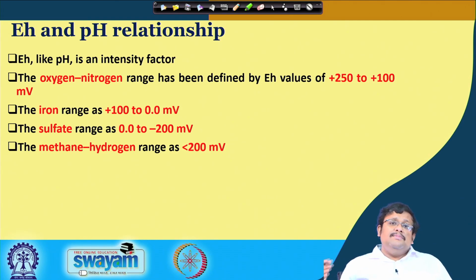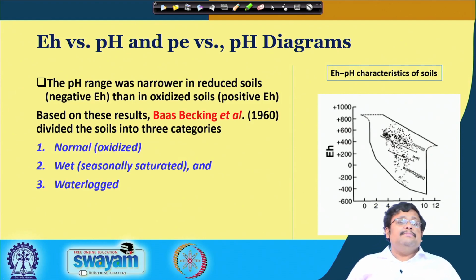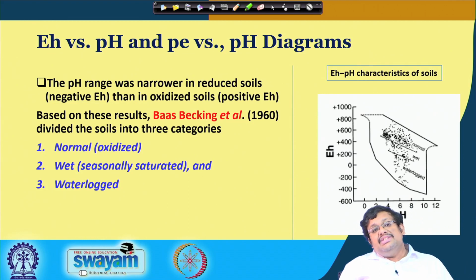whenever this EH is very low, then you will see the formation of more and more reduced species than that of oxidized species. Now, let us see the relationship between EH versus pH and PE versus pH diagrams.